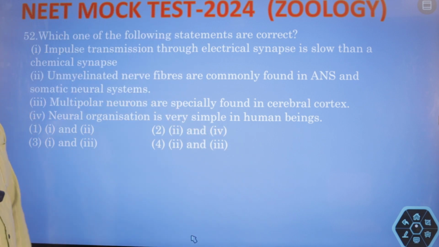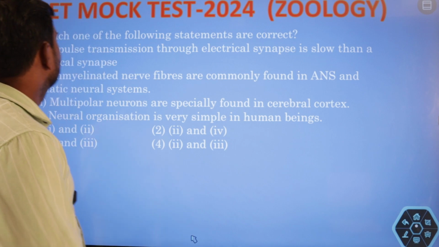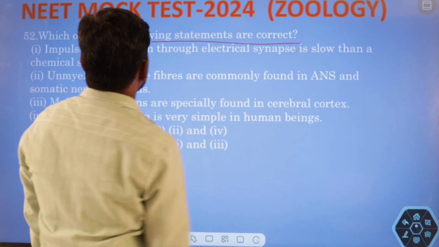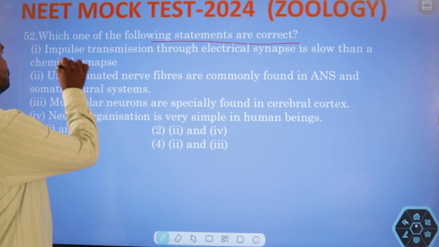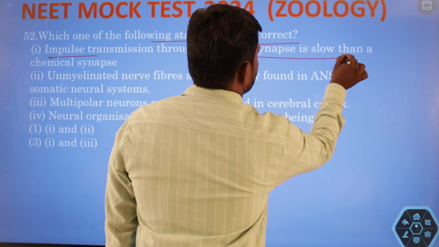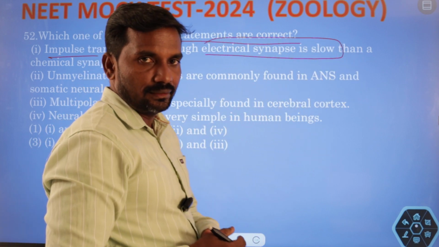So question number 52, this is coming from the neural control and coordination. Which of the following statements is correct? You know very well that impulse transmission in the electrical synapse is very slow. This is not at all correct.